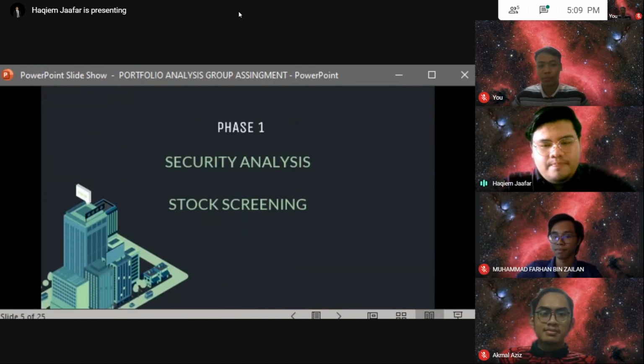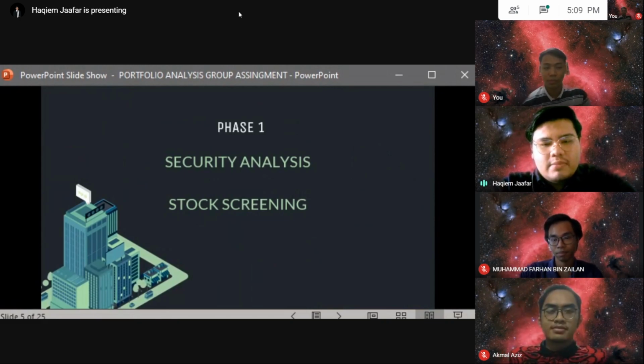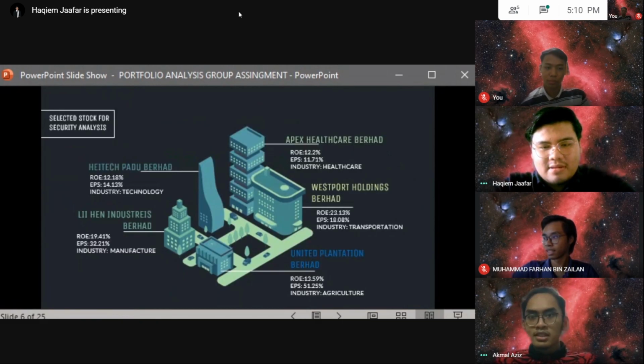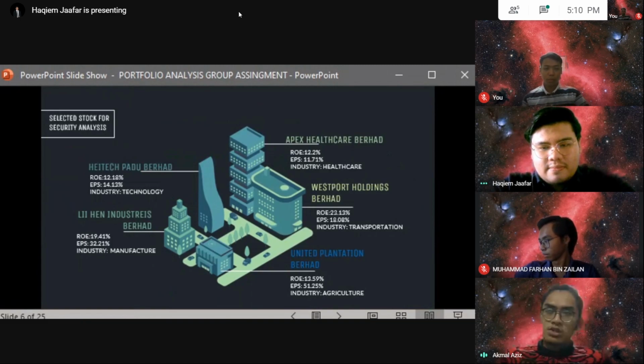So, we are going to phase one, which is security analysis in stock screening. I would like to invite Akmal to present the analysis. We have chosen five stocks for security analysis. The first is Hetech Padu Berhad. The ROE for Hetech Padu is 12.18% and the EPS 14.13%. Hetech Padu is in the technology industry.